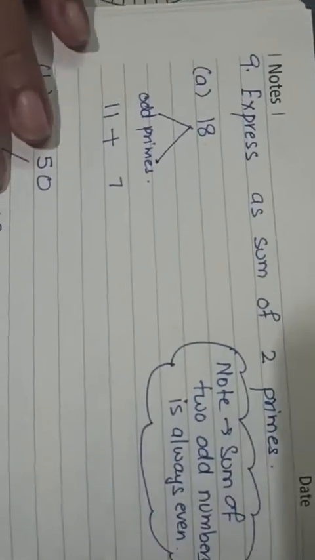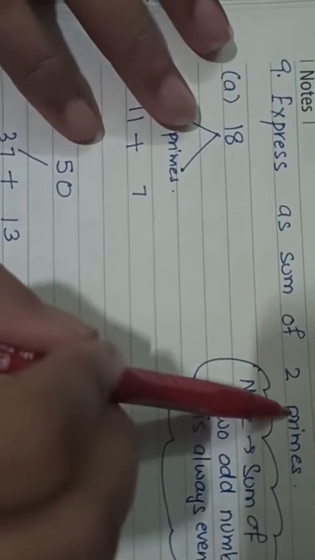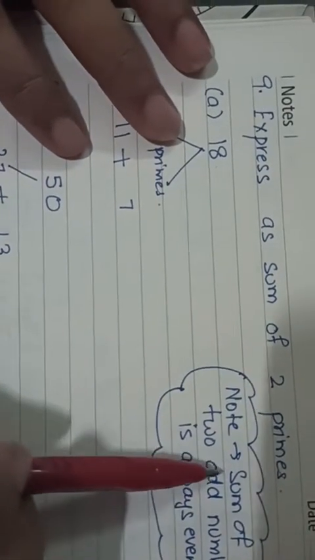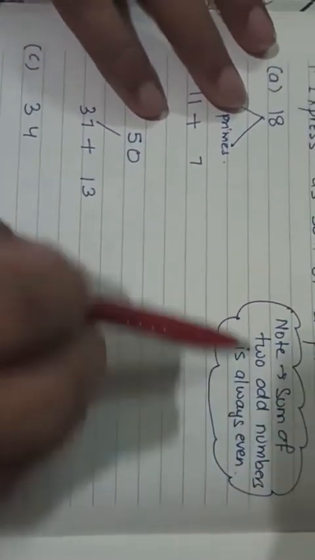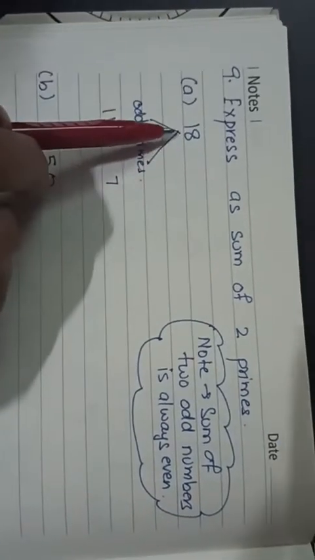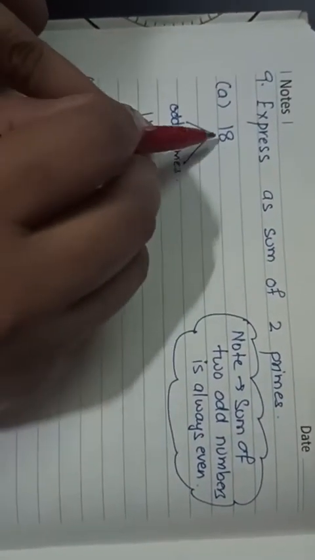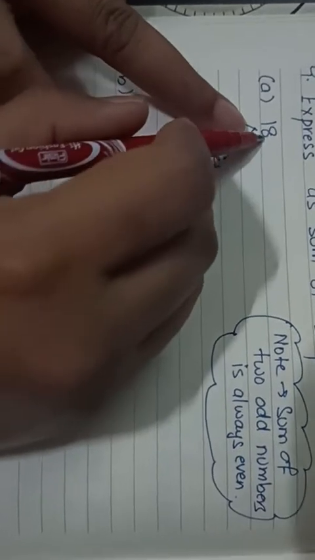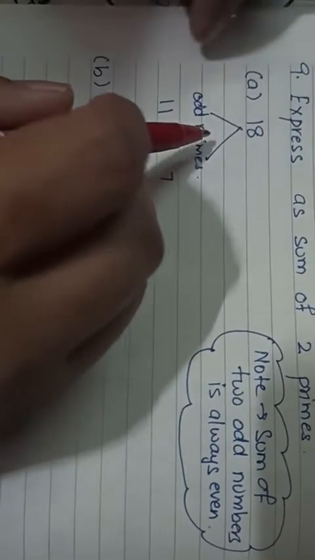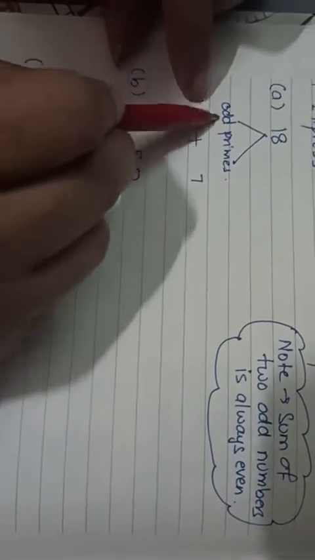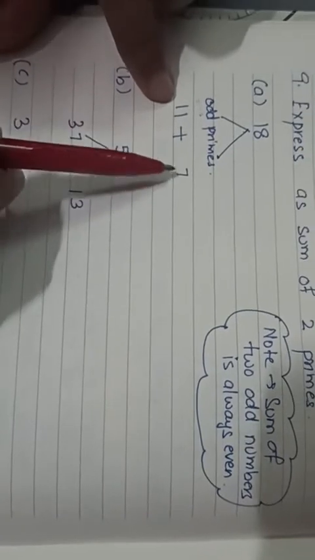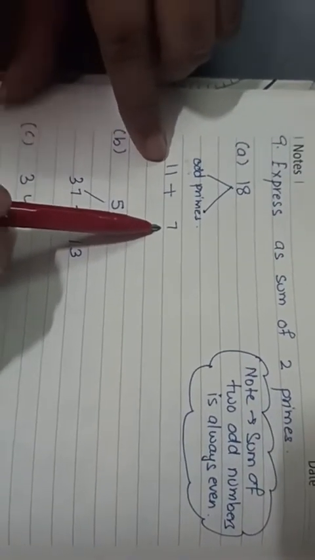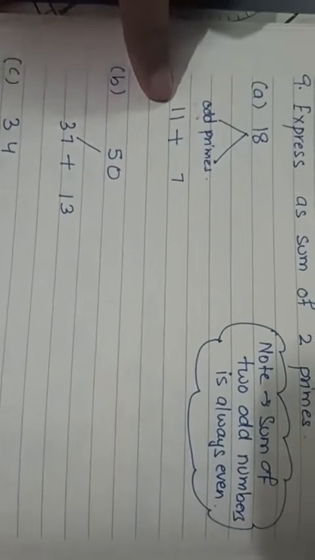Moving on, we have the 9th problem, that is, express as a sum of two primes. Before I start this, children, I would like to remind you that the sum of two odd numbers is always even. So look, this is 18. This is an even number. So when I want to express it as a sum of two primes, we need odd numbers. We cannot try 2. So 18 can be written as 11 plus 7. There are many more combinations possible. So you can try them.